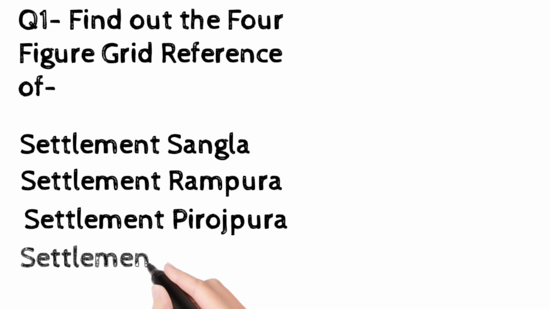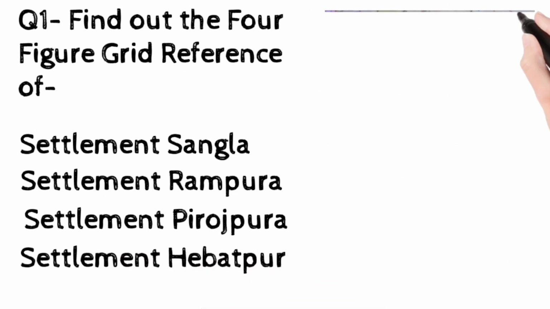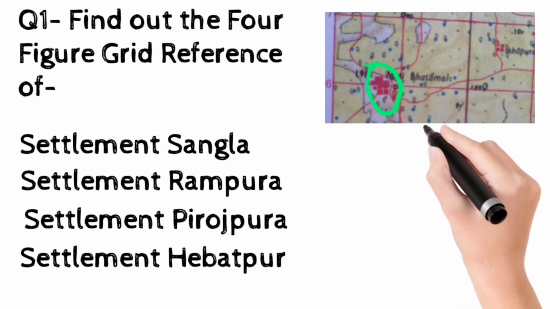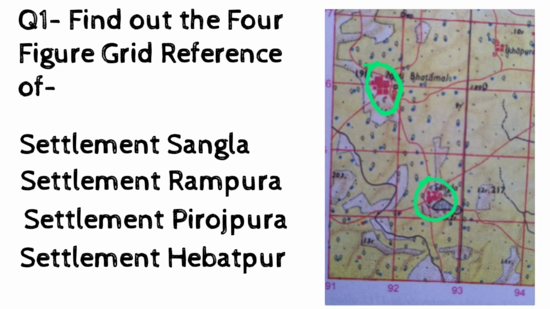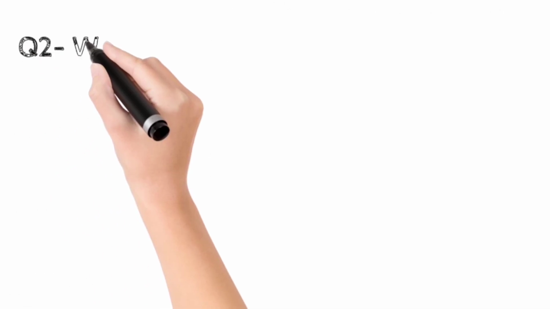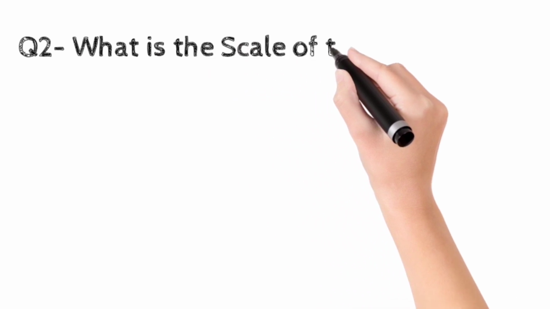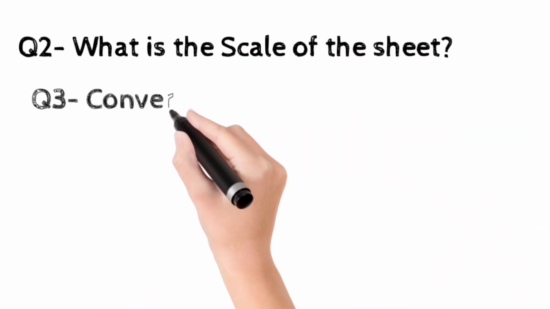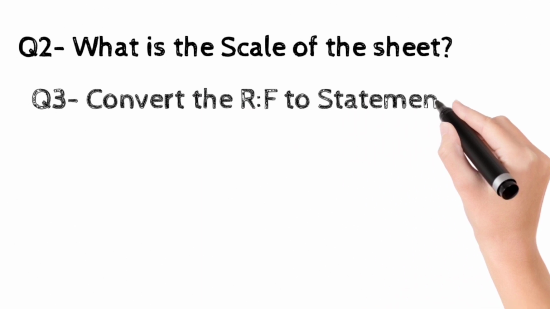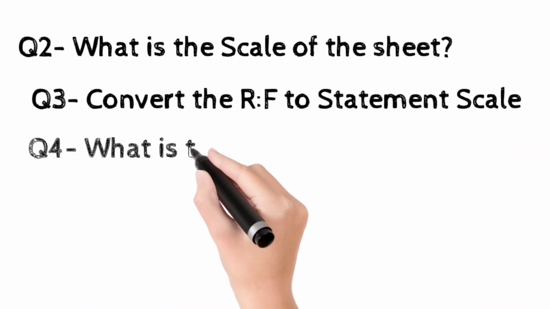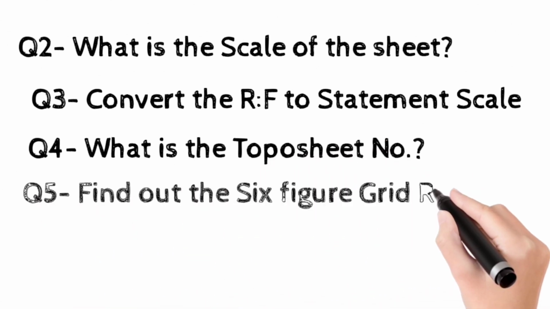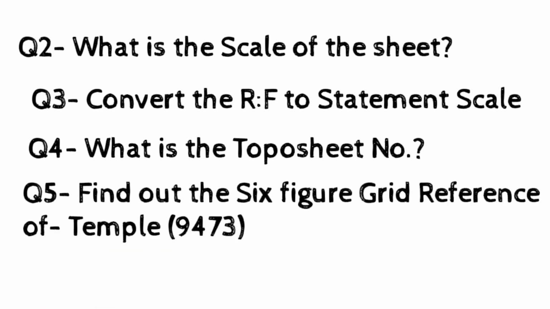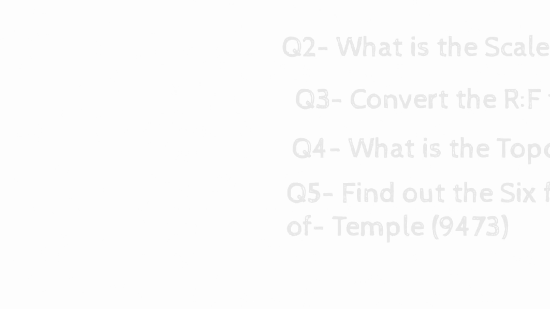In order to read the map, we must know the conventional signs and symbols. Here I have given a portion of topo sheet where these red marks are the settlements. So you need to take out the 4-figure grid reference of these red marks. Now the next question is, what is the scale of the sheet? Third question is, convert the RF, meaning the representative fraction, to statement scale. Fourth question is, you need to write the toposheet number. And finally, find out the 6-figure grid reference of the temple in the grid square 9473.